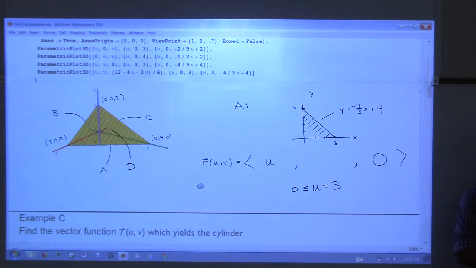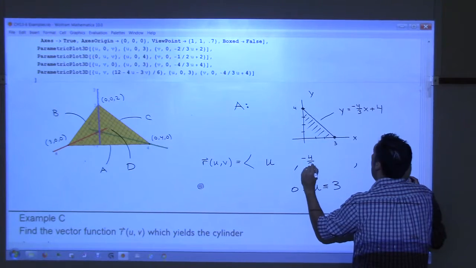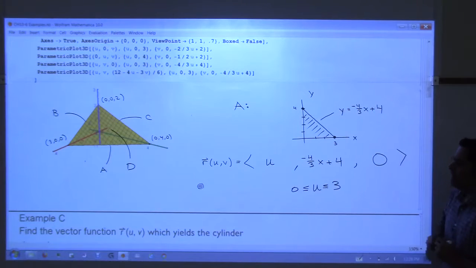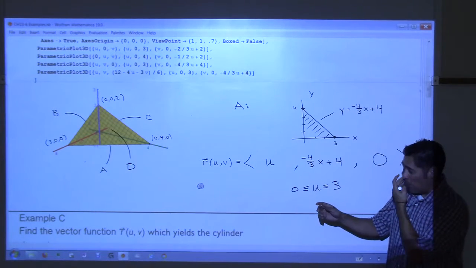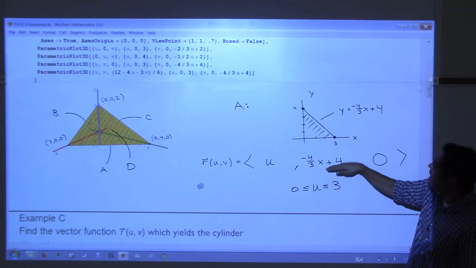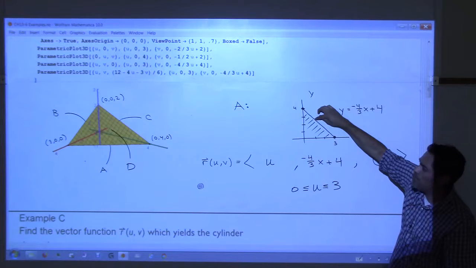I'm not saying this is what you were saying. I'm going to show you what is incorrect. I hate showing what's wrong, but I need to explain why it's wrong. Here's what students will do that is incorrect. They will put -4/3 x plus 4, the idea being that this is very much like a type 1 region. U is going to go between 0 and 3, and then your y is just this curve. So you're going to stop at these points.